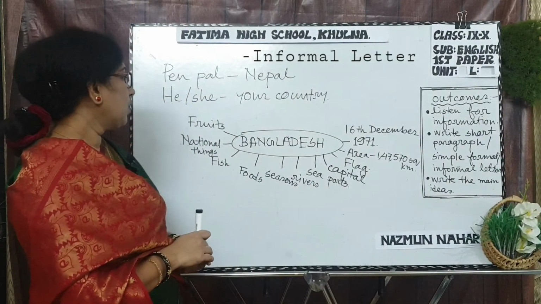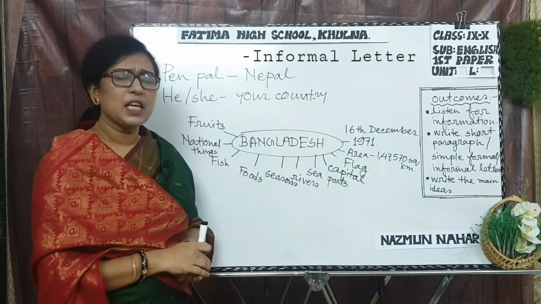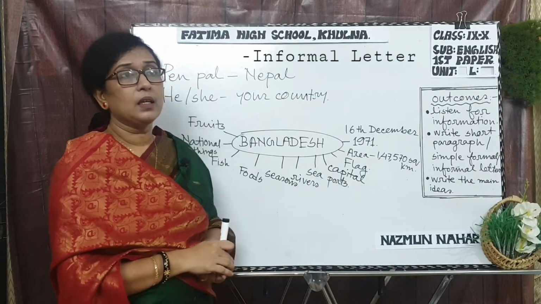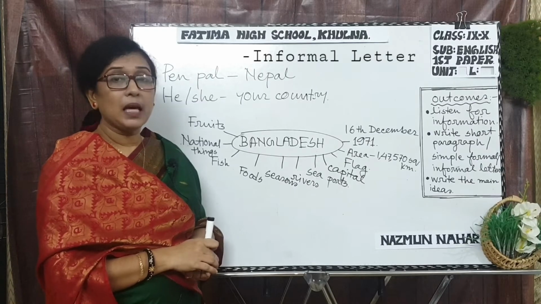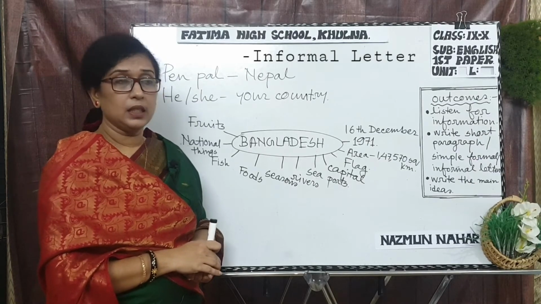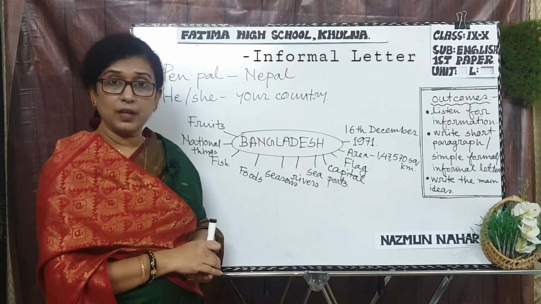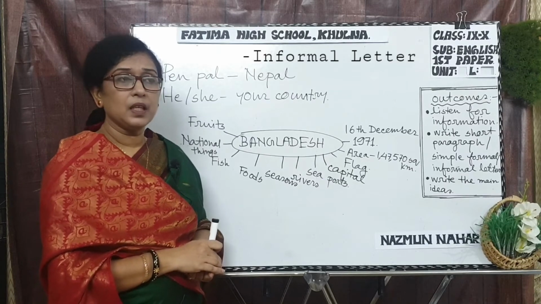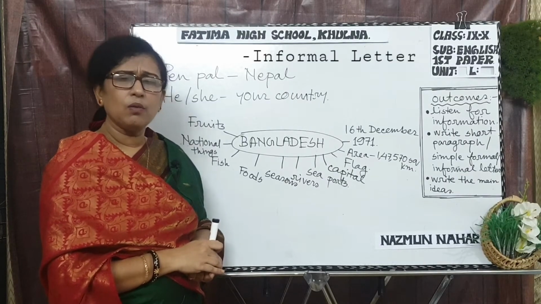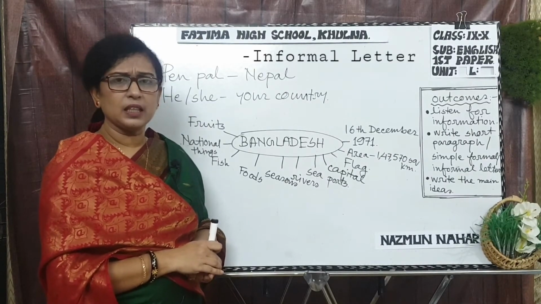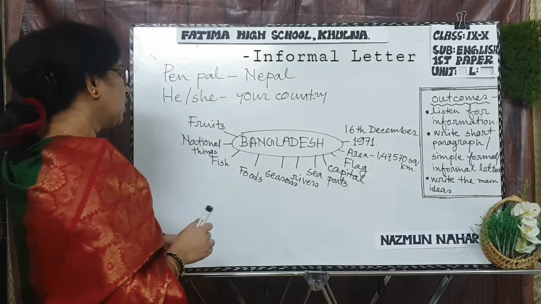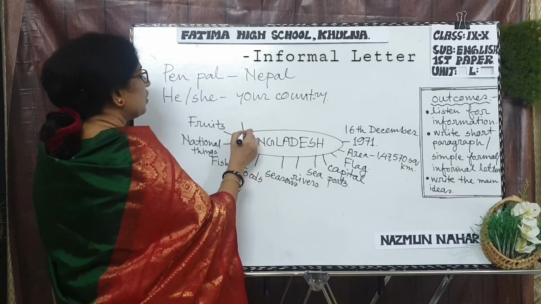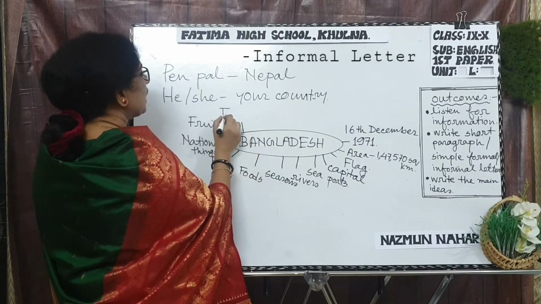Next number, you can write about the fruits, that means jackfruit, lychee, pineapple, banana, blackberry, blueberry, guava, okay, turnip, star apple. Various types of fruits are there in Bangladesh, so you can write about them. Next number, you can also write about the tradition of Bangladesh.